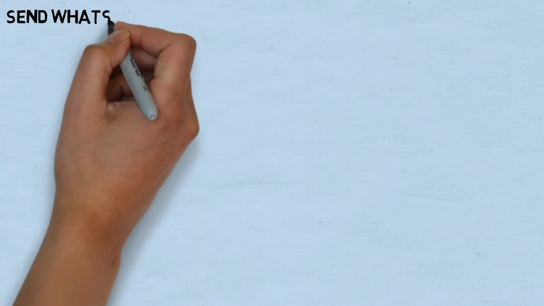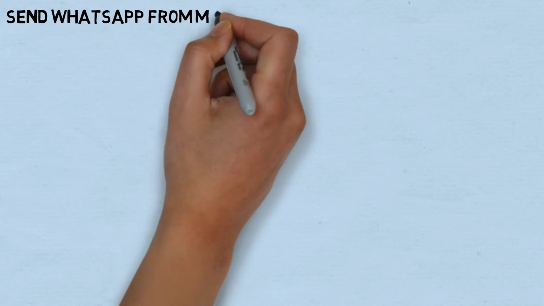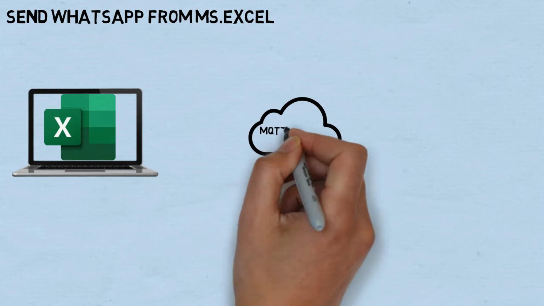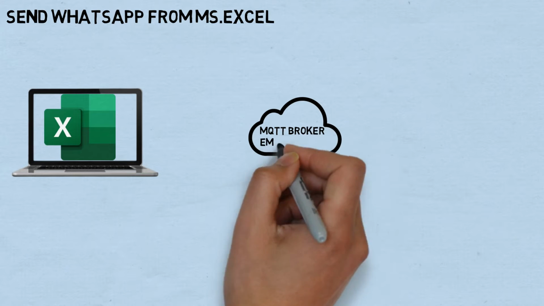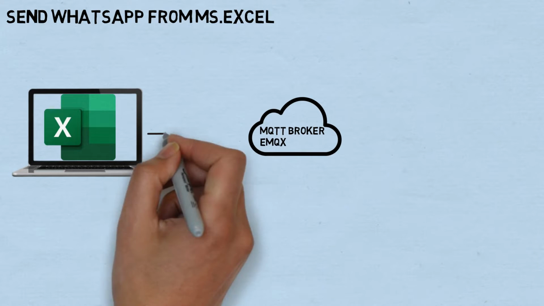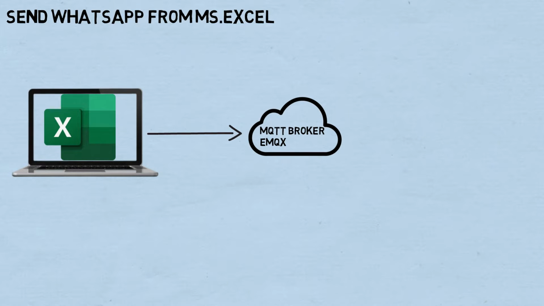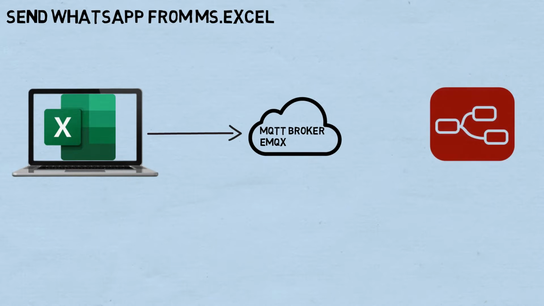This is the concept of how to send a WhatsApp message from Microsoft Excel. First, I created an Excel VBA macro file and run it on a Windows computer. Then I use an MQTT broker to receive the message. I use the EMQX MQTT broker, installed on my VPS. Excel will send the number and the message in JSON format to the MQTT broker.